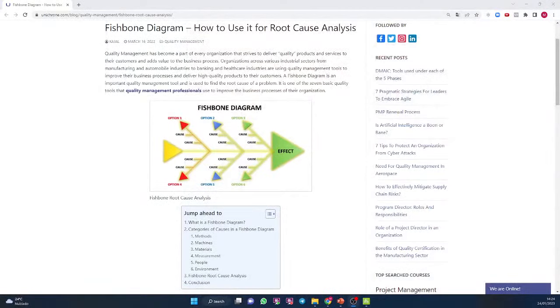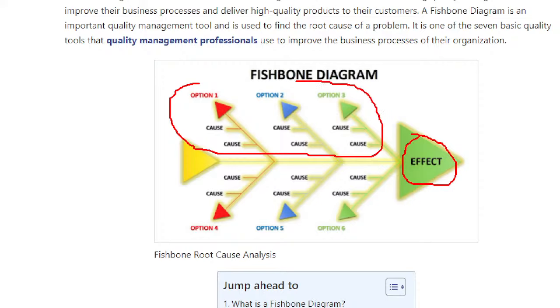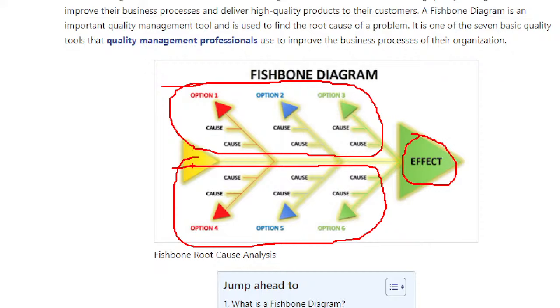The Ishikawa diagram has two other names: cause and effect diagram, and fishbone diagram. And why fishbone? Take a look. If you just Google fishbone diagram, you will find, for example, this one here. We have the effect, the problem, and then we have the potential causes here.